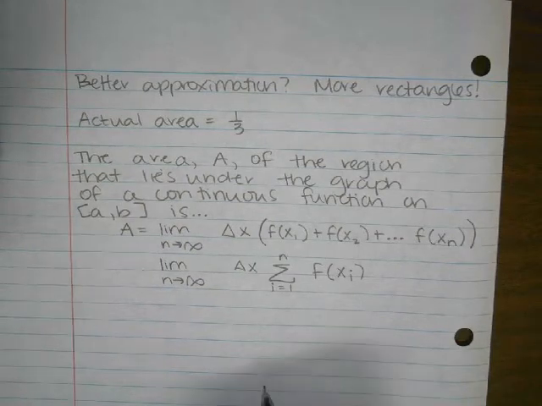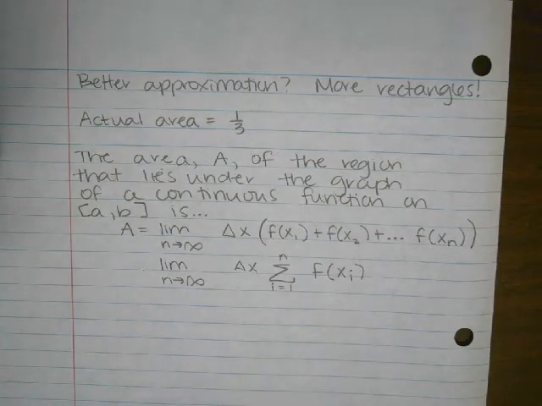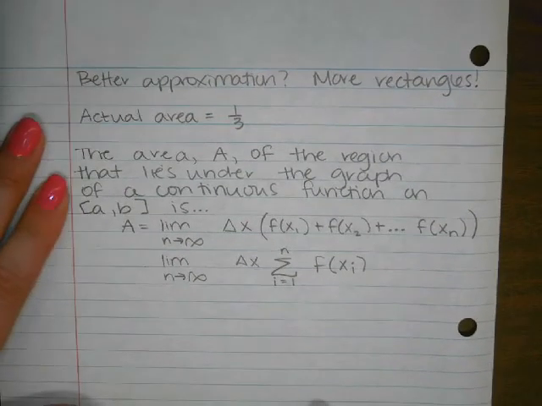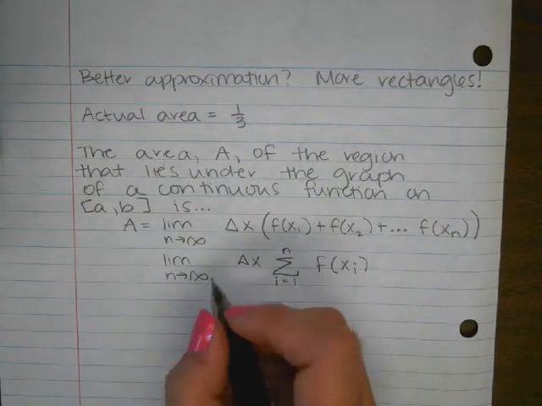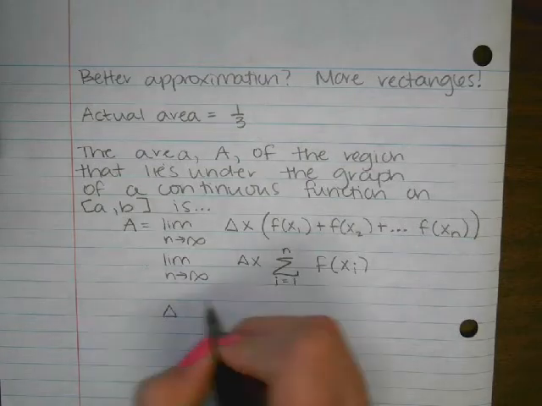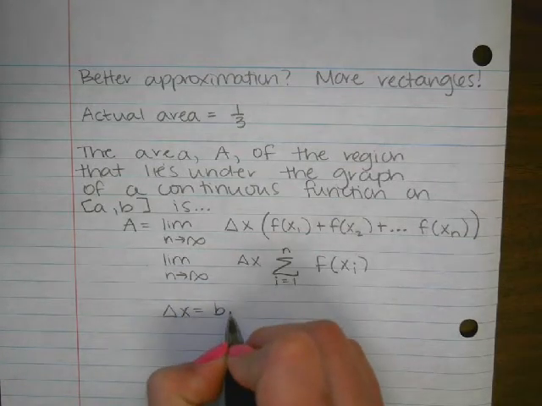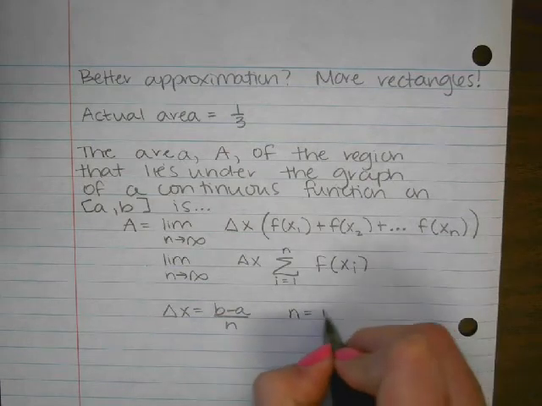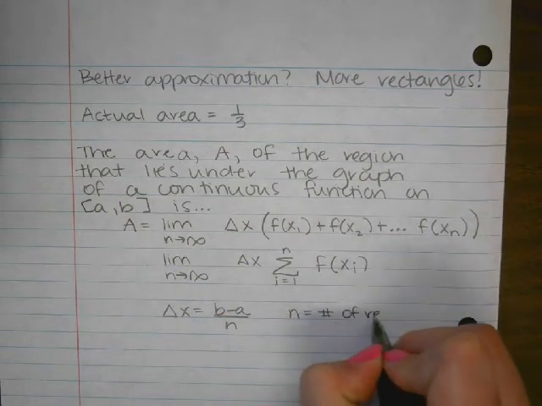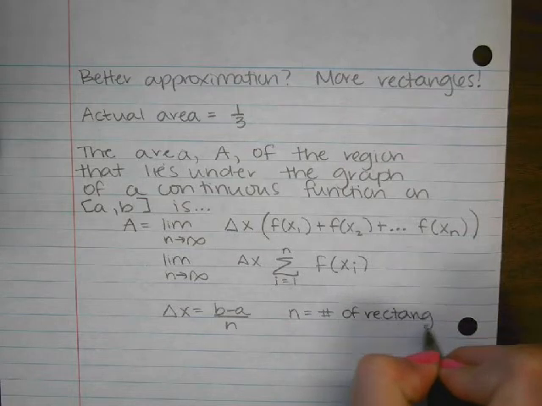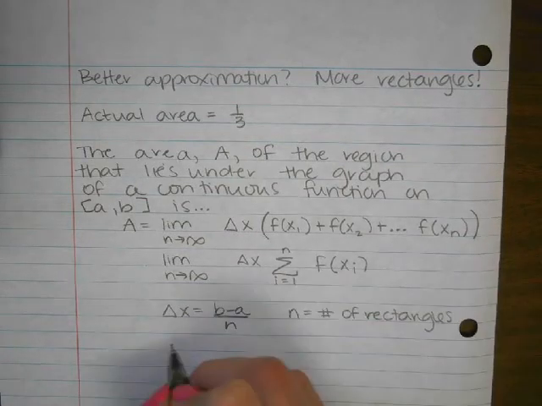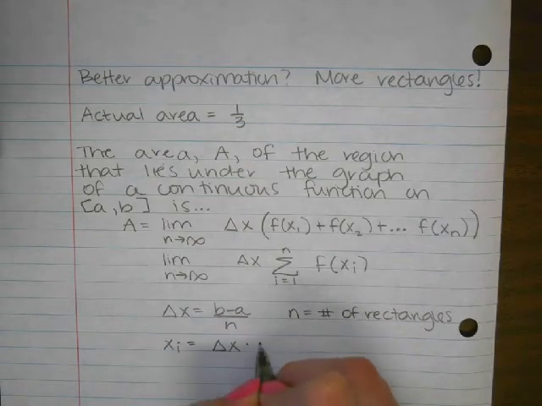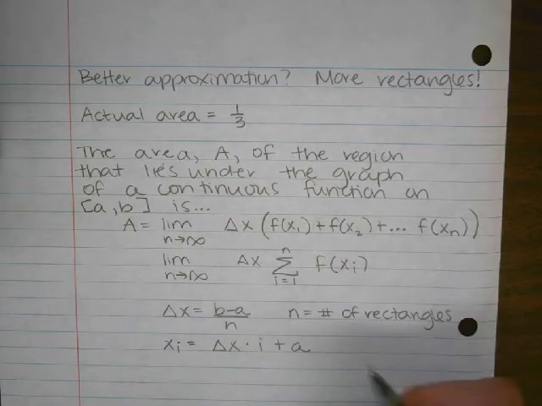Okay, and I'm going to define a few things, and then what I'm going to do is I'm going to relate this back to what we just did. Okay, so we have to define how to find a few things here. Delta x is b minus a over n. N is the number of rectangles. Xi is delta x times i plus a.